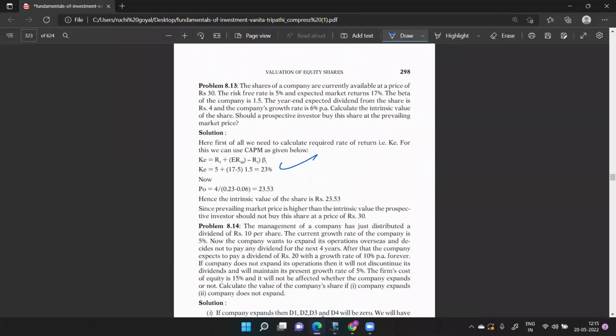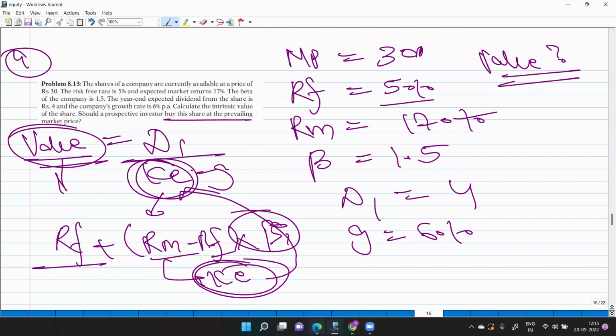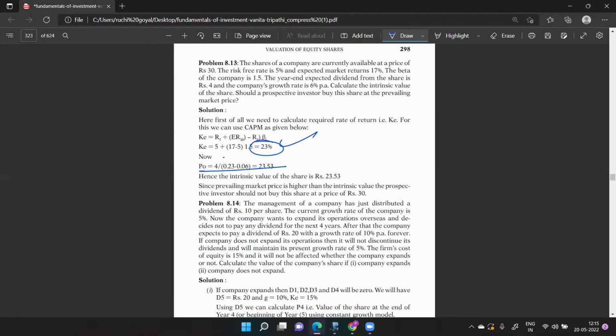See, इसने सबसे पहले KE निकाला, came out to be 23%. फाइनली उसने वो फॉर्मूले में पुट कर दिया। ठीक है, D1 था इसलिए we did not do 1 plus G, KE minus G.